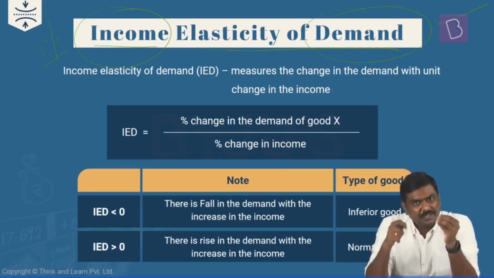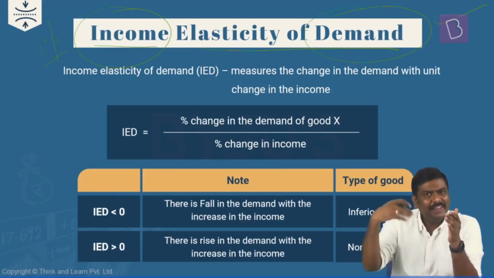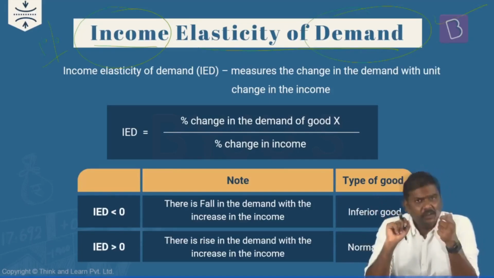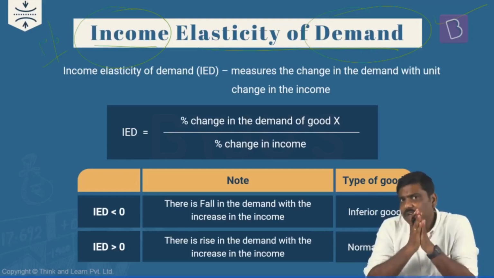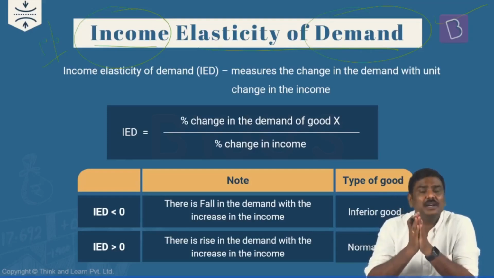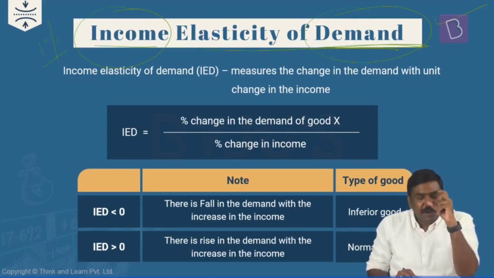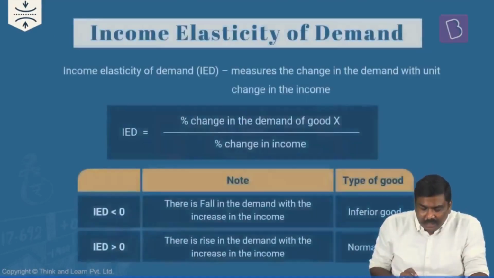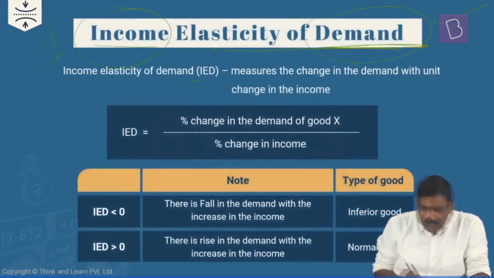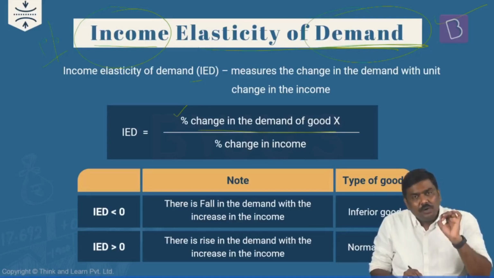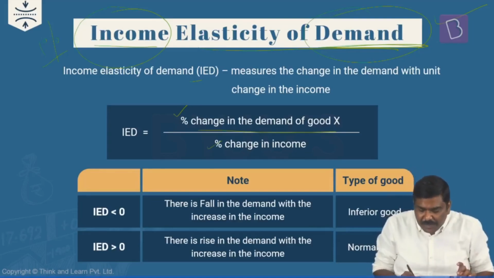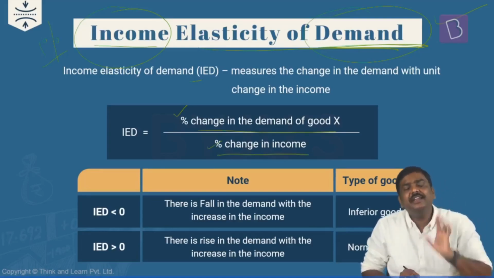If the income of a person changes by 1%, either increases or decreases, it doesn't matter. If there is a unit percentage variation in the income of a consumer, by how much percentage the demand changes, that measurement is called income elasticity of demand. Now the formula for income elasticity of demand is, in the numerator we'll place the percentage change in the demand for a particular good, and in the denominator we'll simply place the percentage change in the income.